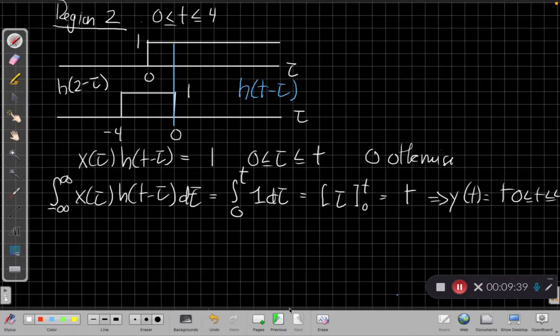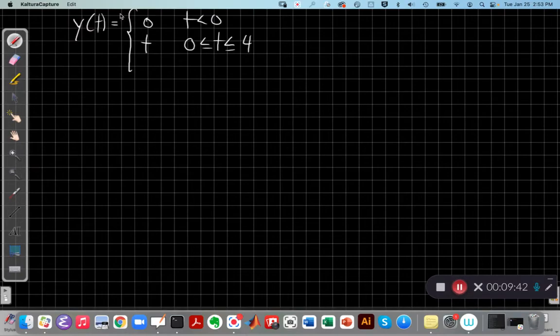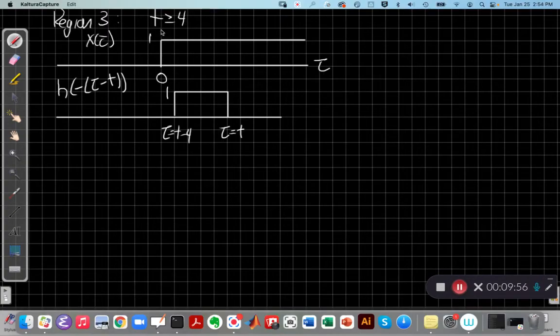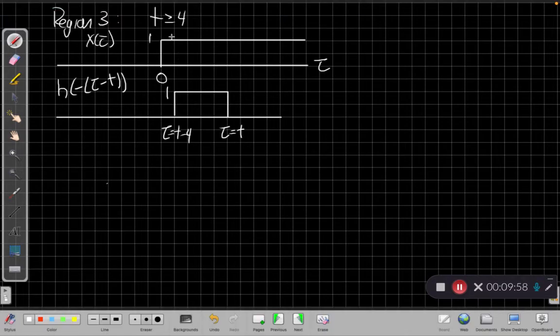So maybe I should start collecting those all together on a new page, my different values of y. Okay, as I start to collect, for region 1, I found that it's 0. For the second region, it's equal to t from 0 to 4. And now we have to go back and do the third region for t greater than 4. Okay, so region 4 is the region where t is greater than or equal to 4.